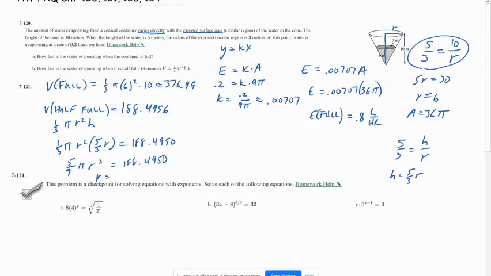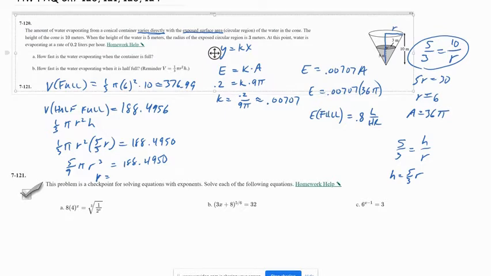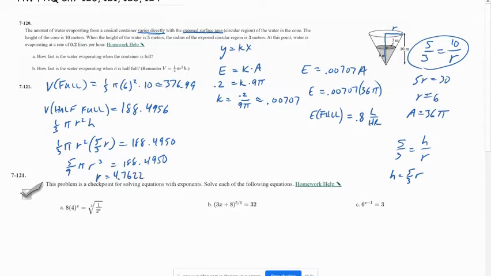So if you solve for r, you would multiply by 9/5 and divide by pi. So 188 times 9 divided by 5, and then also divided by pi. Gives us 108, and then take the cube root of that. So 108 to the 1/3 power tells us our radius at that time is about 4.7622. And so our area of our circle at that time is pi times 4.7622 squared, which is about 71.25.